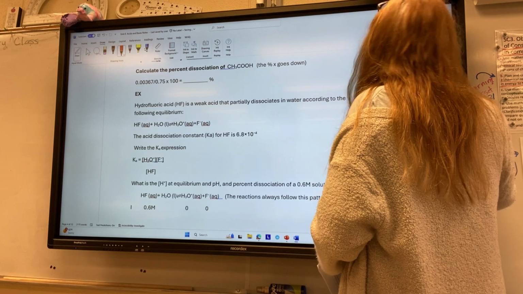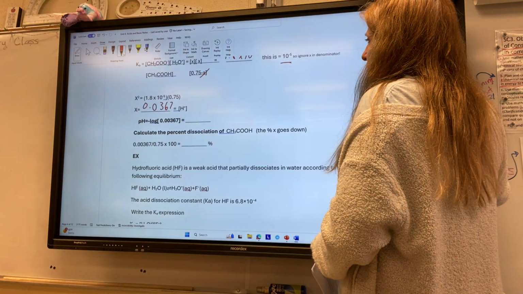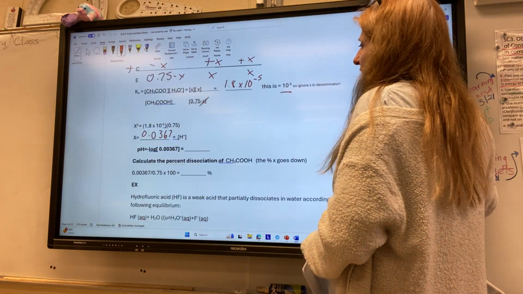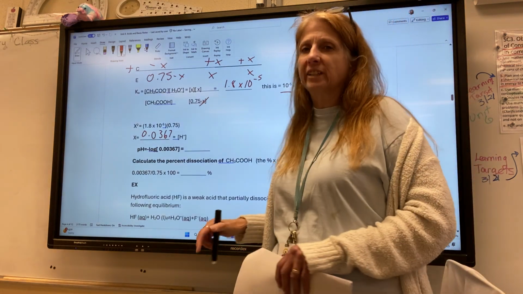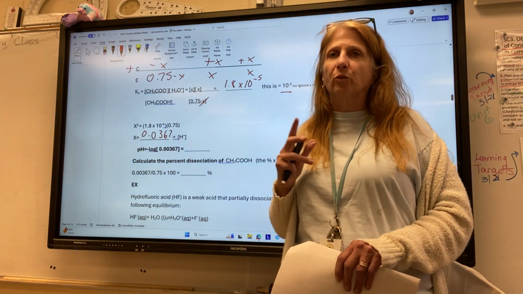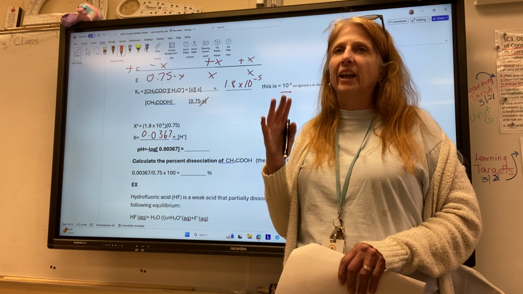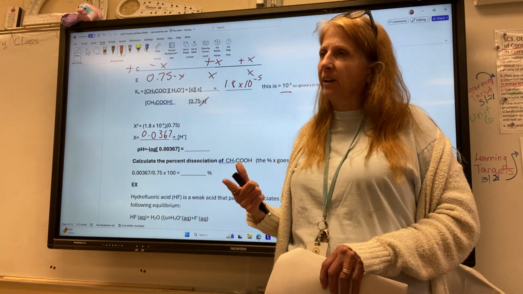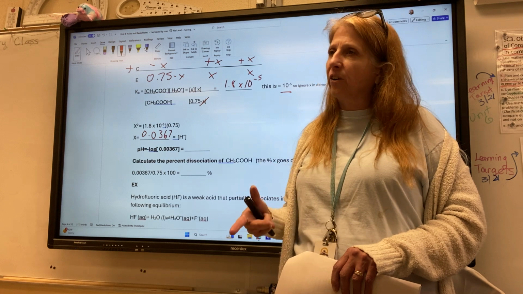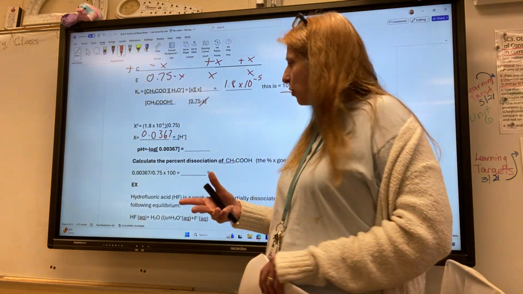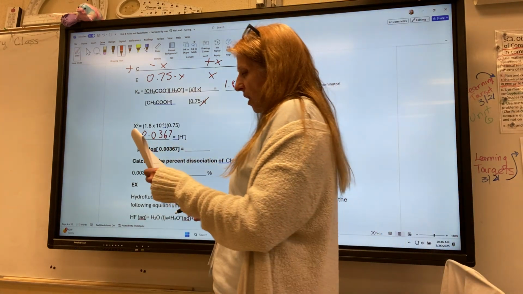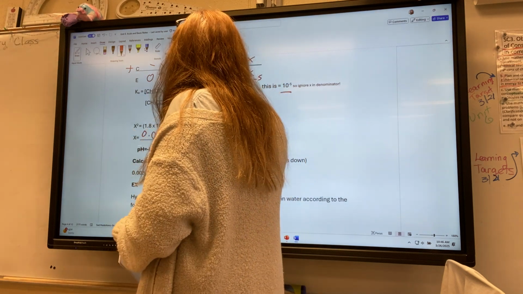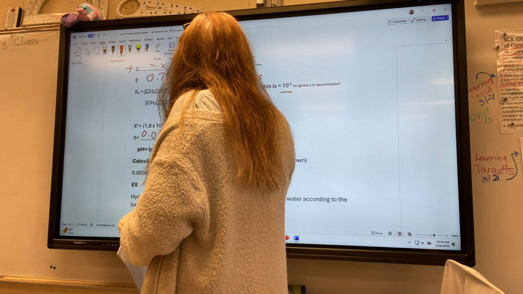Then, after we got that concentration, they can ask us, well, what's the pH? Do you see how this lends itself to free response questions? They can ask us 10 questions about the same thing. Write the expression, write the net ionic equation, figure out the concentration, figure out the pH. So now we take the negative log of this, and our pH is 2.43.